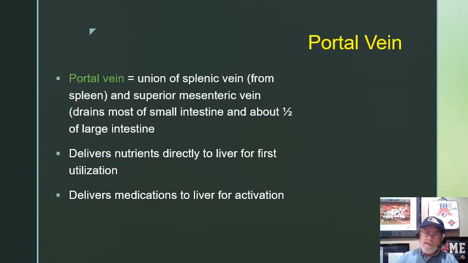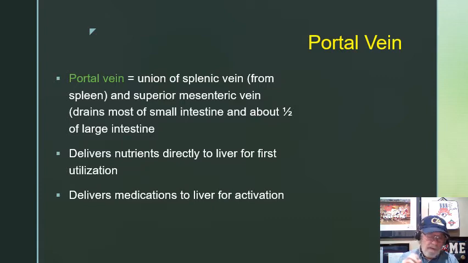The superior mesenteric vein leaves and it meets with another vein that comes across from the spleen called the splenic vein. Okay. The splenic vein and the superior mesenteric vein join to form one large vein, which is called the portal vein. So the portal vein basically delivers the nutrients that have been absorbed in the small intestine and in some of the large intestine, though not many in the large intestine, delivers them to the liver for first utilization. The liver gets first choice of everything that the intestine absorbs.